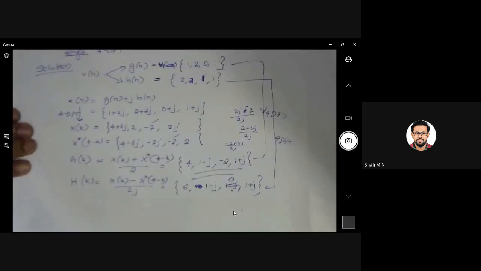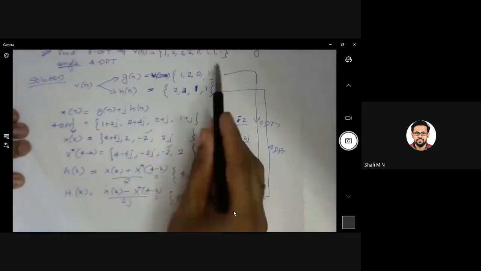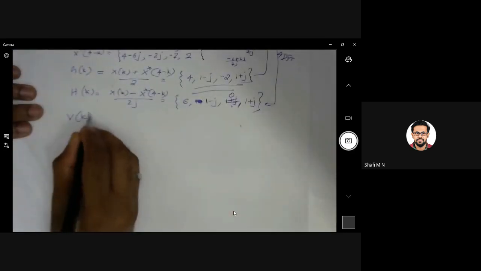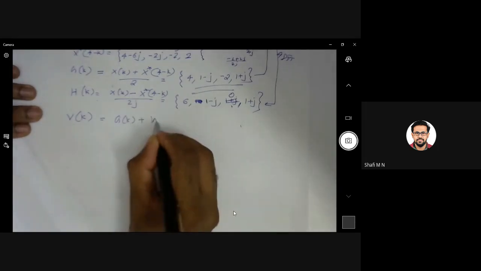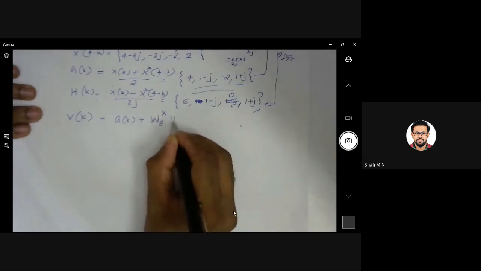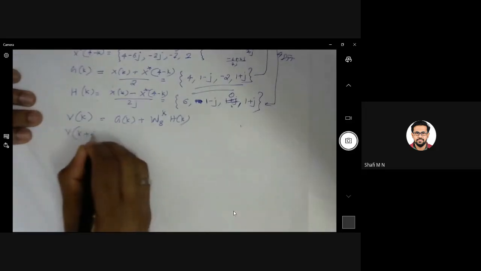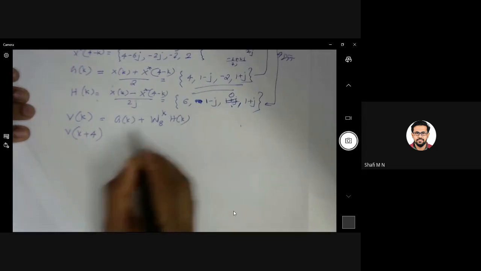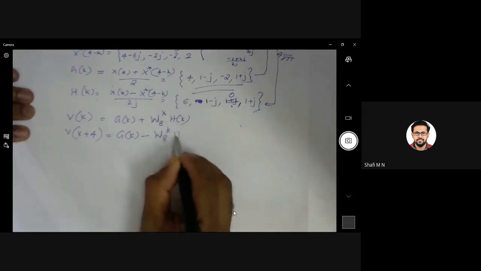Now the last step: you have G of k and H of k. Then you have to combine the individual DFTs to get the DFT of this longer sequence. So what was the equation? Always write the general equation to combine this. That is G of k plus W2n to the k into H of k, that is the first equation. The next is X of k plus N, where N is 4 in our case. Don't get confused with 8 and this 4. Here it was N, here it is 2N. This is equal to G of k minus W8k into H of k.